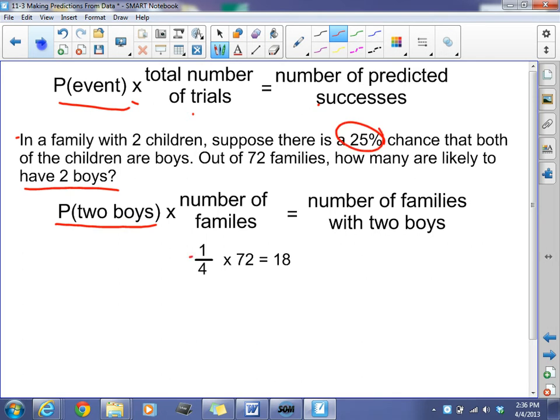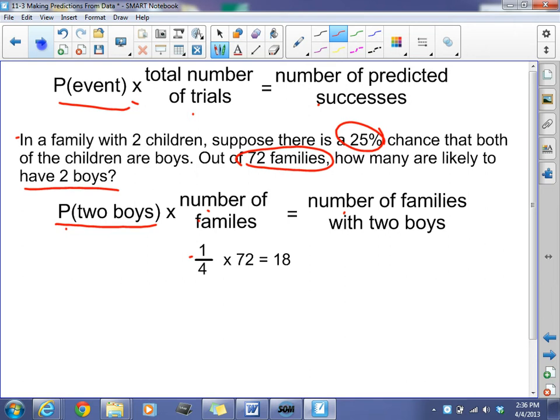So I'm going to put it all up. We'll get to that in just a minute. Now the number of trials is 72, so the number of families, 72 families. And then finally, when we multiply these two numbers together, we get the number of families with 2 boys. So we multiply the probability times the number of families.